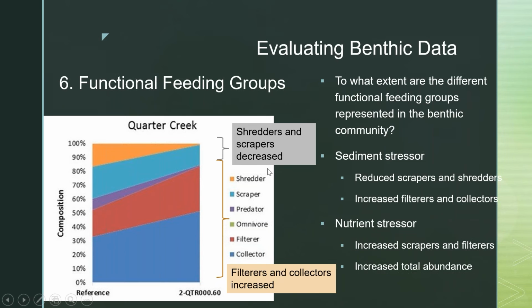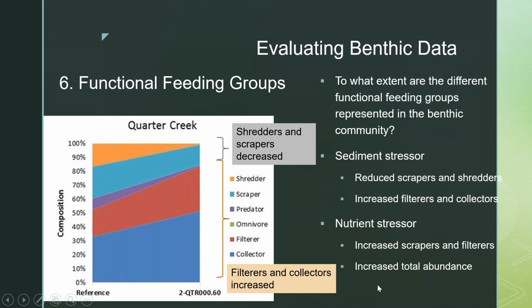Okay. And then what do we have happening up here? Well, we've got shredders, they're decreasing. Scrapers are decreasing. Okay. What might that tell us? Well, that could be, again, a situation where sediment could be covering up substrate on rocks so that the scrapers and the shredders don't have an available food source, so they're going to decrease in numbers. And then those things that rummage around in the sediment looking for food, like collectors, are going to be increasing.